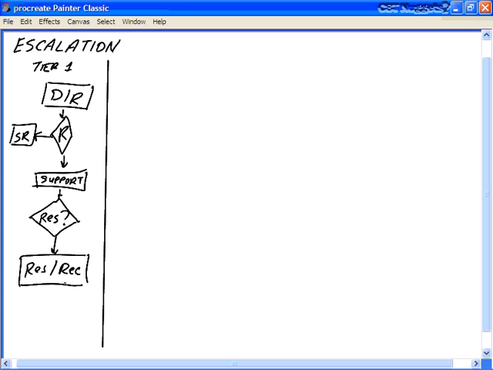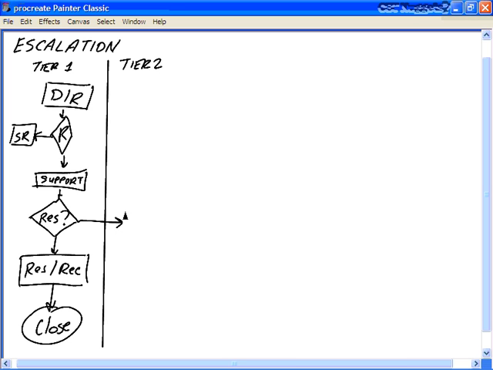REC, recovery, and then of course we'll go ahead and close the incident and document. Now, what if we were not able to resolve the issue here at Tier 1? That's where escalation comes in. And escalation means we're going to go to Tier 2 or to second line support. And as I'll explain in a second here, this escalation could be a horizontal escalation or a vertical escalation.